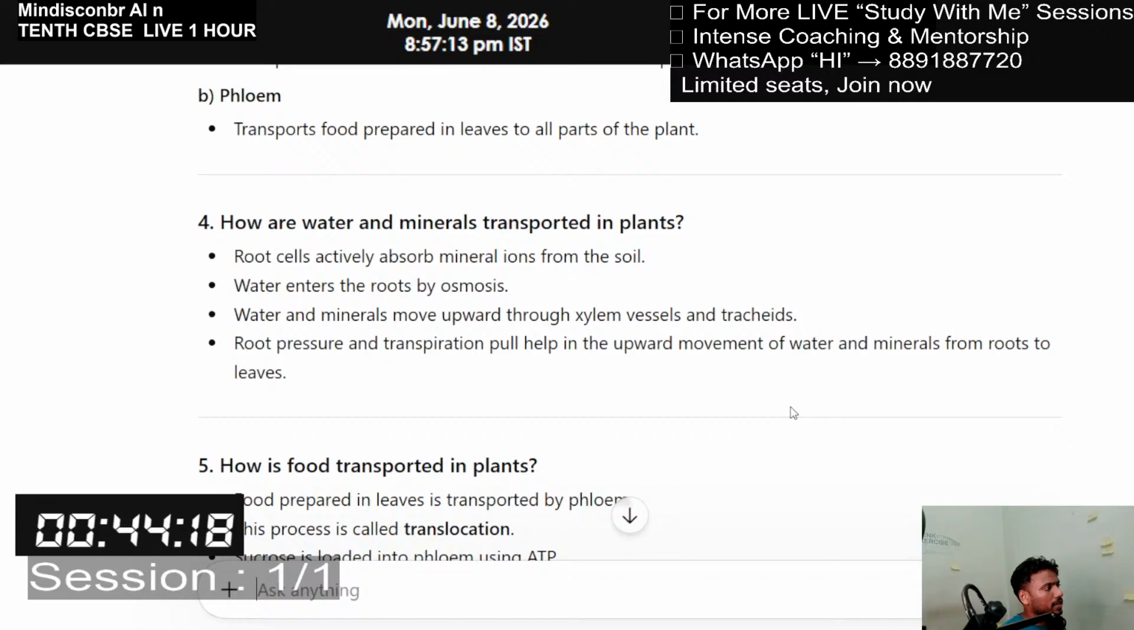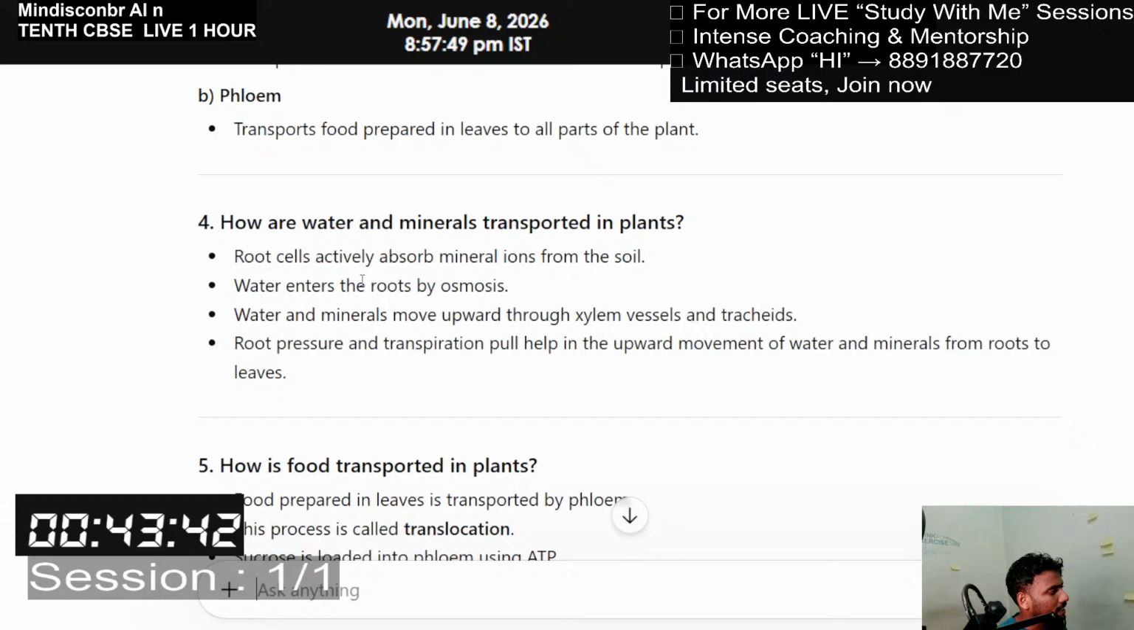So, how are water and minerals transported in plants? The root cells actively absorb mineral ions from the soil, and as a result, what happens? The concentration of minerals in the root increases and the concentration of minerals in the soil decreases. When the concentration of minerals decreases, the concentration of water increases in the soil, and the concentration of water inside the roots decreases. As a result of osmosis, water moves from a region of higher concentration to a region of lower concentration. So water moves from soil to roots.